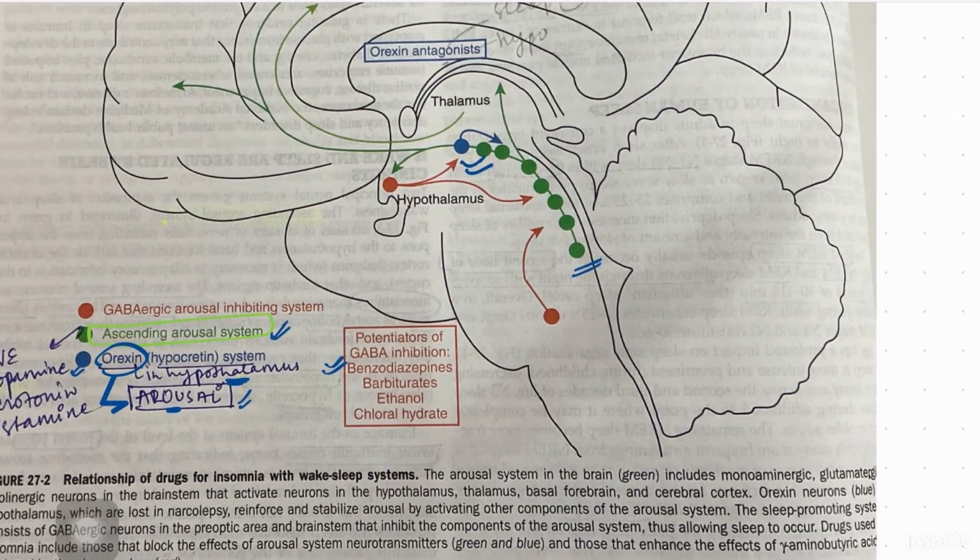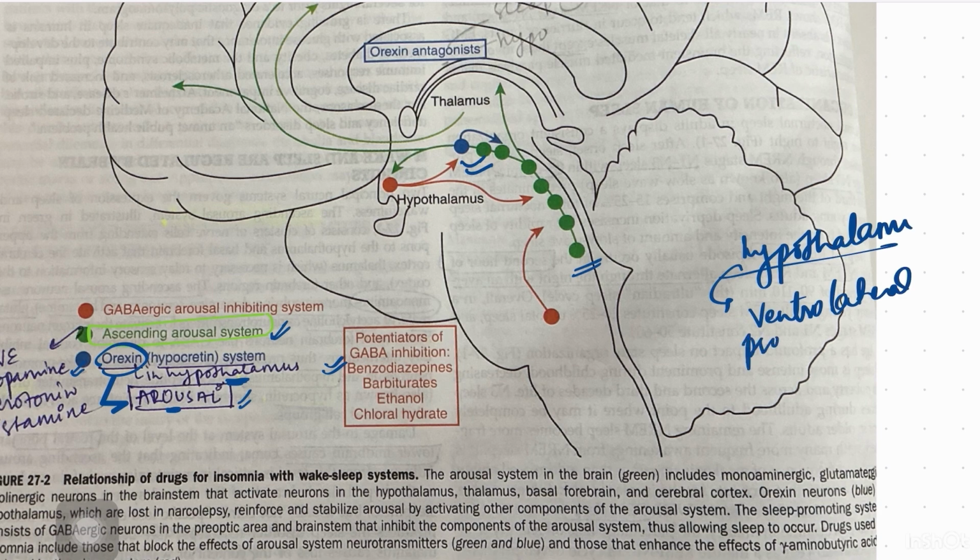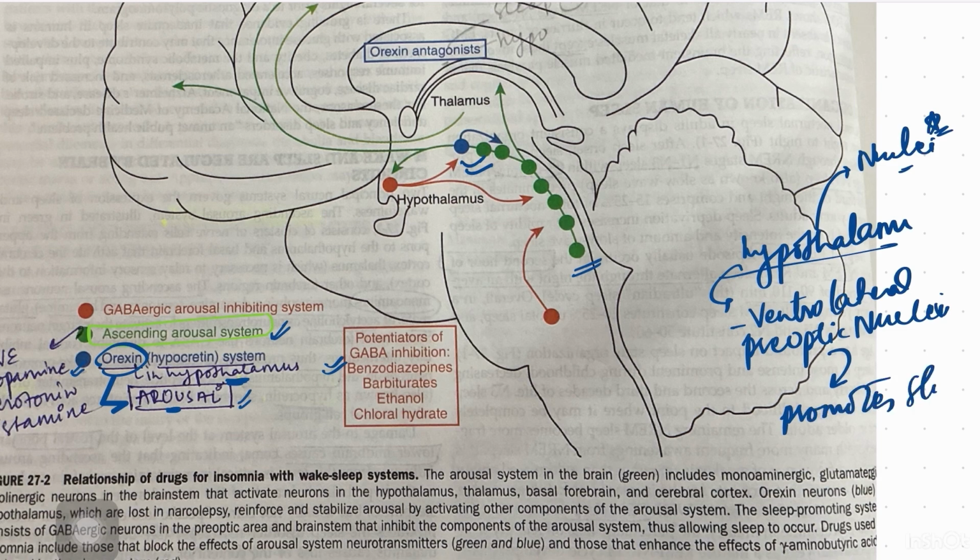Okay, also in the hypothalamus you have a ventrolateral preoptic nucleus. Now this is one of the nuclei in the hypothalamus. The other nuclei of the hypothalamus, I have also made a video about that, so go check that out. Now ventrolateral preoptic nucleus promotes sleeping, okay, and this is lost in old age. So therefore in older ages there is less tendency to sleep.